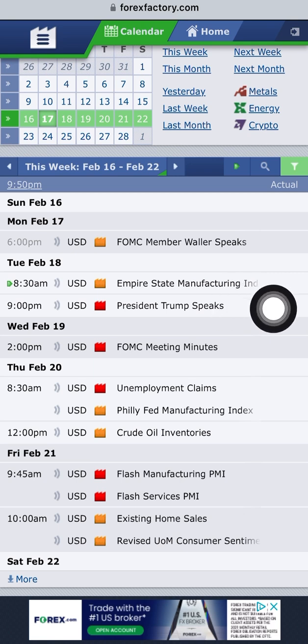You have some red folder news after hours, so I would just advise if you have any swing trading positions open to be mindful that they may be impacted. Wednesday is where we finally get to some red folder news, but that's not until 2 p.m.